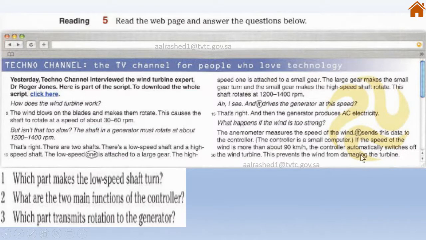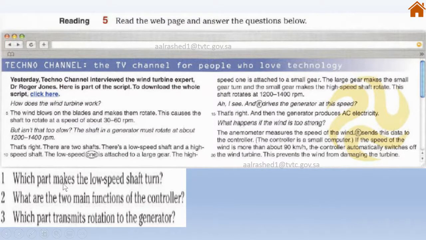But the purpose is to prevent, to avoid the turbine being damaged. Okay, this is the whole purpose. So at a certain height, certain speed of wind, the turbine should be switched off. Otherwise, it will cause some damage to it.